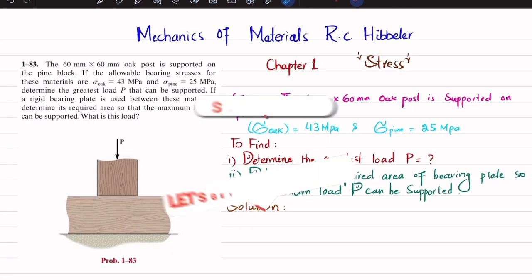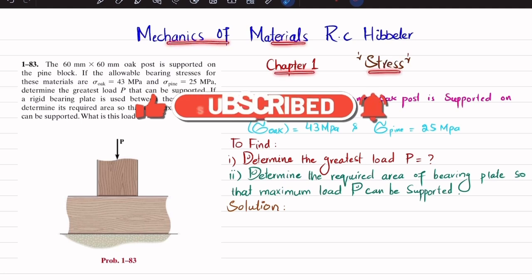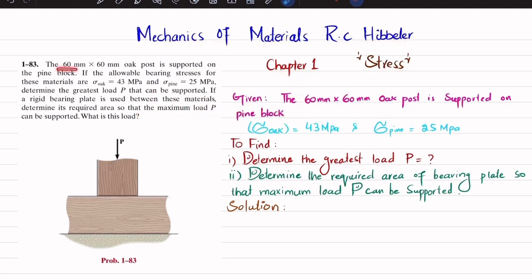Welcome back. In this video, we are going to solve problem 1-83 that is taken from chapter number 1, Stress, and the book name is Mechanics of Materials by R.C. Hibbeler. So the statement is: the 60 mm by 60 mm oak post is supported on the pine block. If the allowable bearing stresses for these materials are 43 megapascal for oak and 25 megapascal for pine, determine the greatest load P that can be supported.